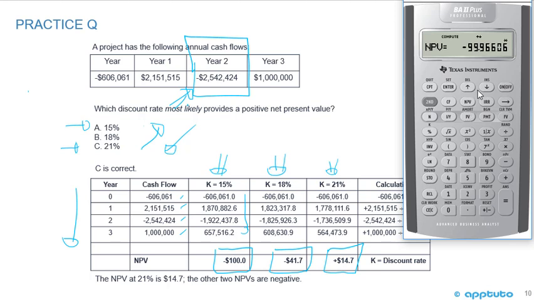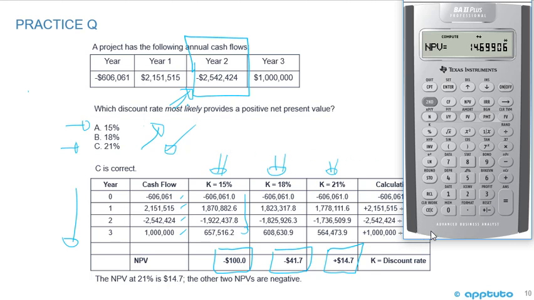Okay. Then I can arrow just back up. I can change the interest rate to the 18%, hit enter, arrow down, and hit compute. Whoa, I'm still at my negative 41.66. Arrow back up, interest rate, I'm going to hit my 21. I'm going to hit enter, arrow back down, I'm going to hit compute. Voila, I've got 14.69, which is my 14.7. That's the only positive one. It's C.